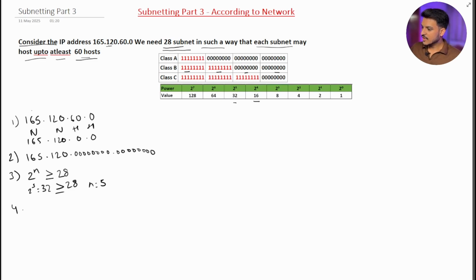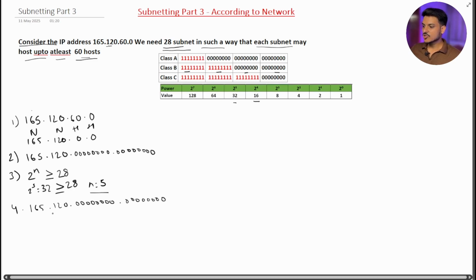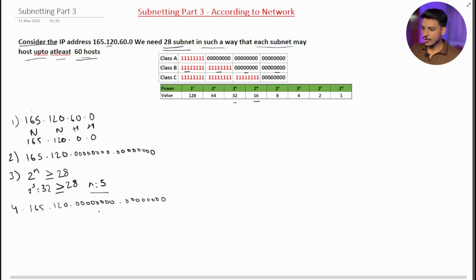So in the fourth part, what we need to do is again write the bits that are given to network as it is and the bits that are given to host in binary. So we will write 165.120. Again 8 times 0 dot. Now as our n value was 5, we need to take the 5 bits from host from left to right and write other bits as it is.